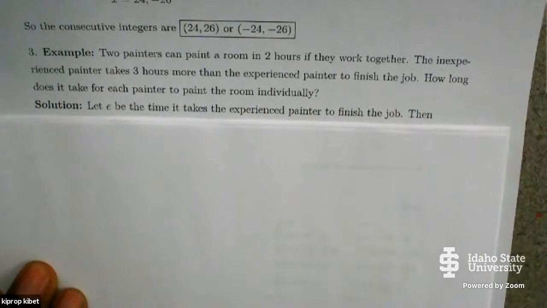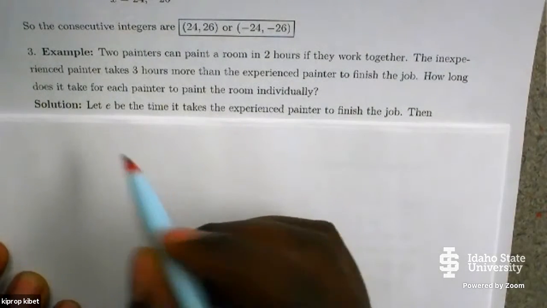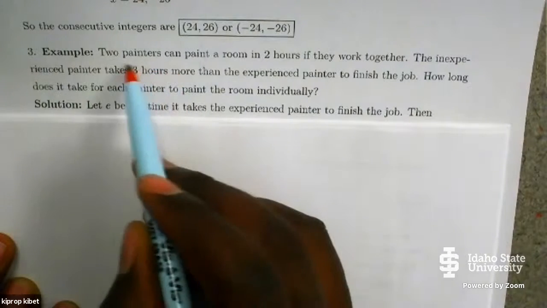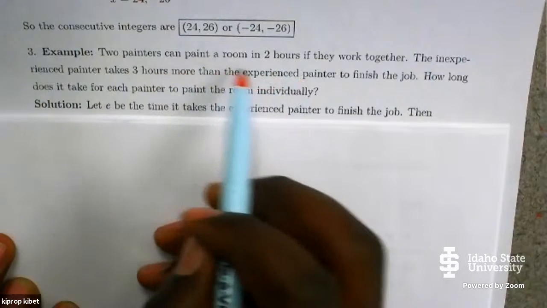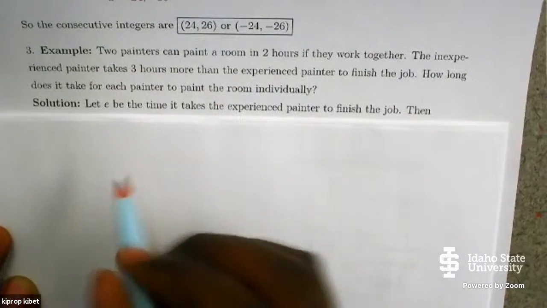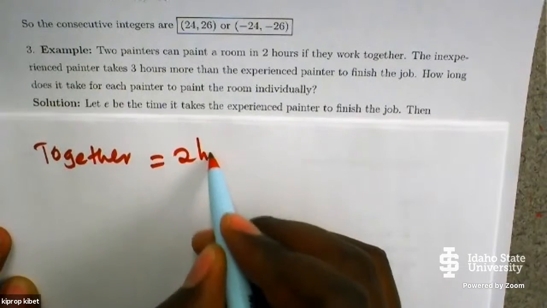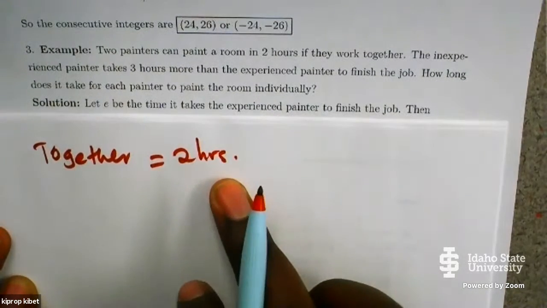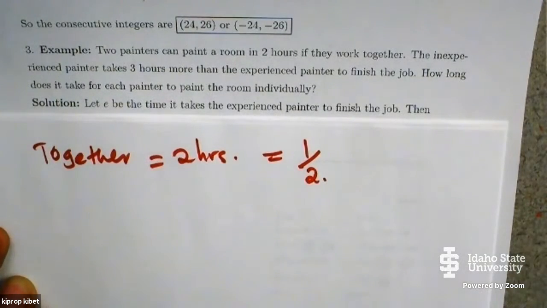So we were saying we take how long it will take one person to do it in 1 hour, right? So we read the question, what are they asking for? So we have two painters here. If they work together, they will do it in what? 2 hours. So together equals 2 hours. Now in 1 hour, if they work together, then it is what? 1 over 2.